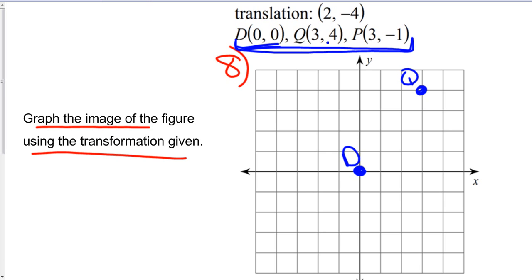And then my point P is at 3, negative 1. So I'm going to the right 3 and down 1. There is point P. I'm going to connect the dots. This happens to make a triangle for me.